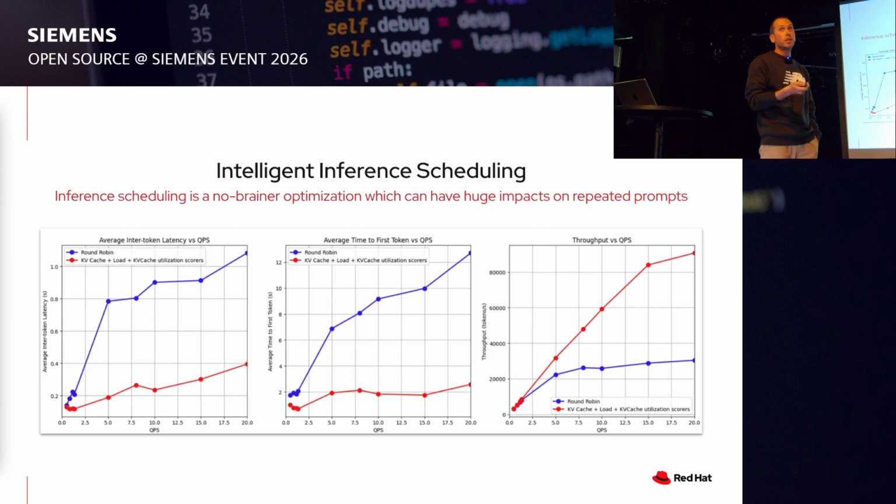Same thing goes for the time to first token. Again, time to first token is dominated by the length of the prefill phase. So if you have that cached, it's going to be almost immediate. And with a round robin approach, we don't make use of this, and again, we're slower. And this is just the throughput. I mean, this speaks for itself. The red line is better because we spend less time recomputing things.